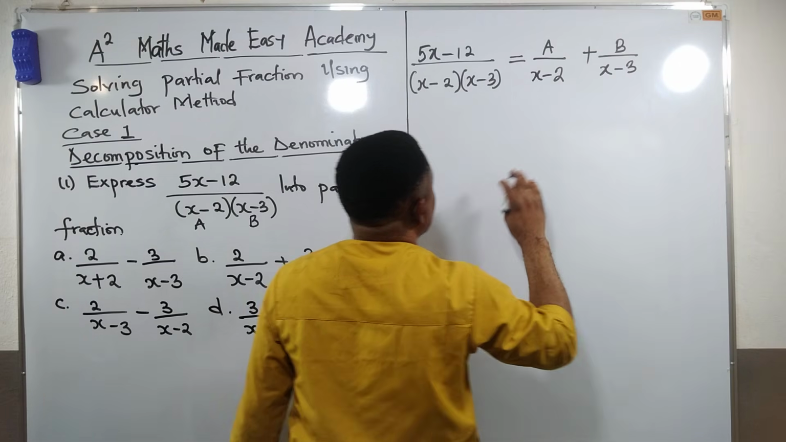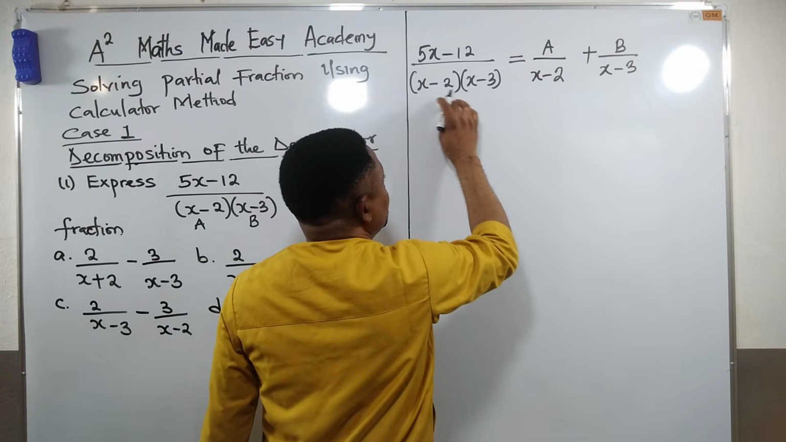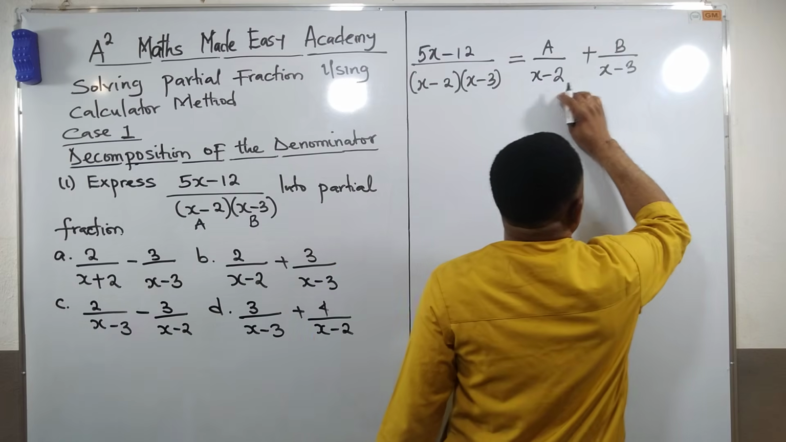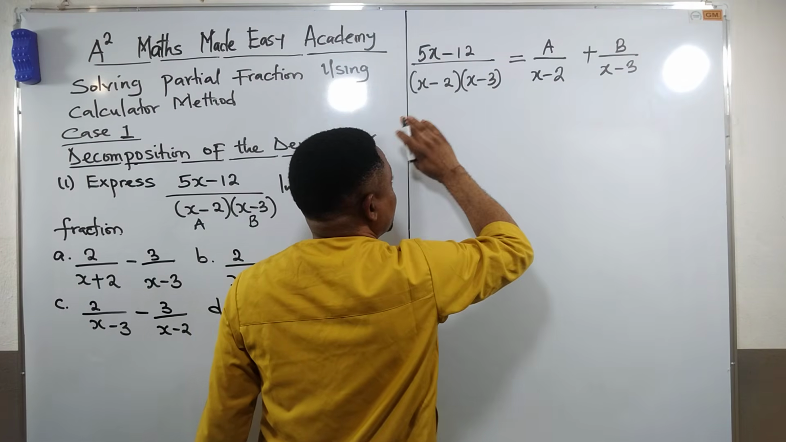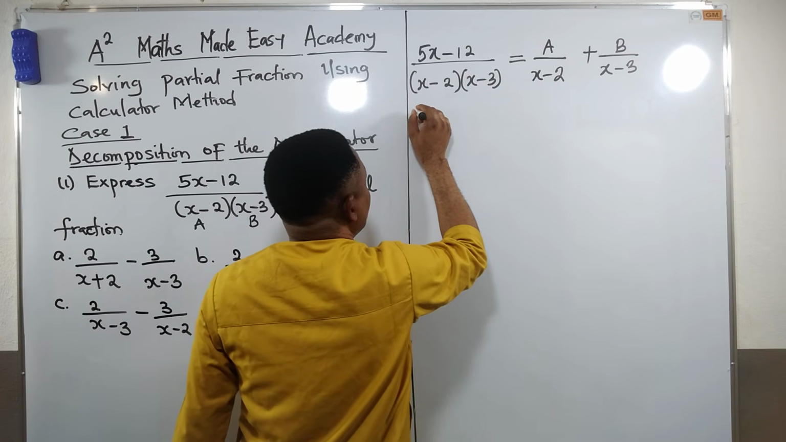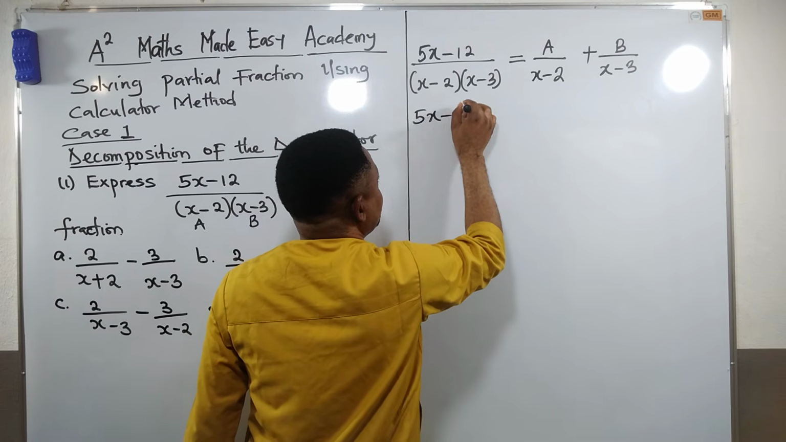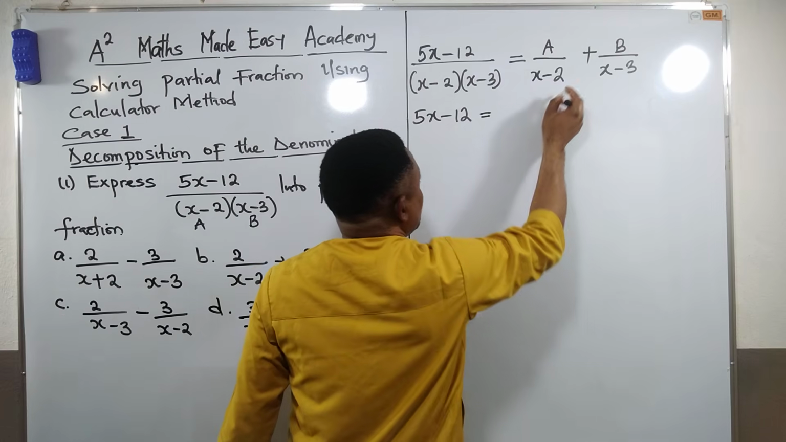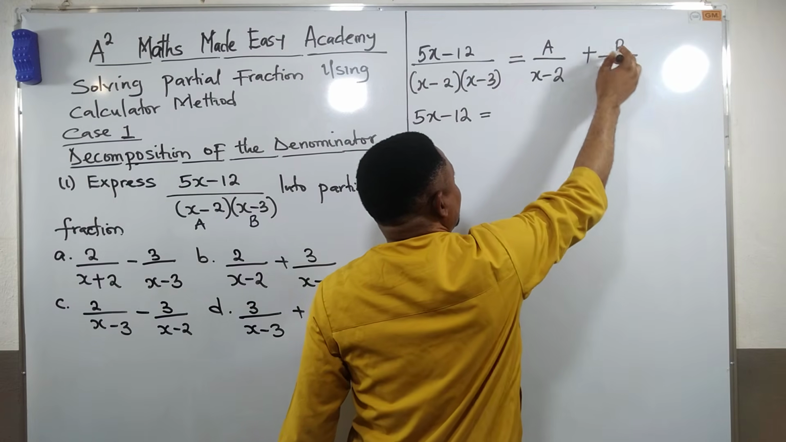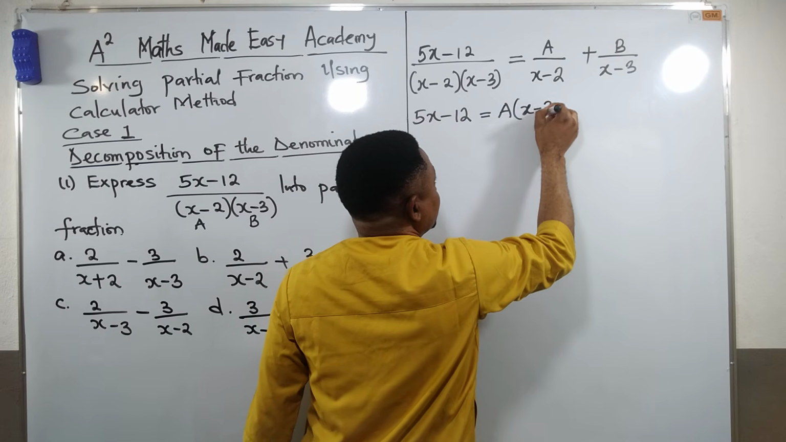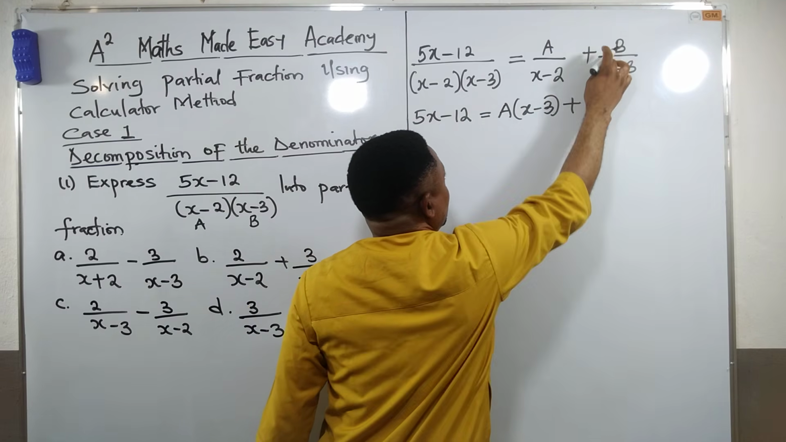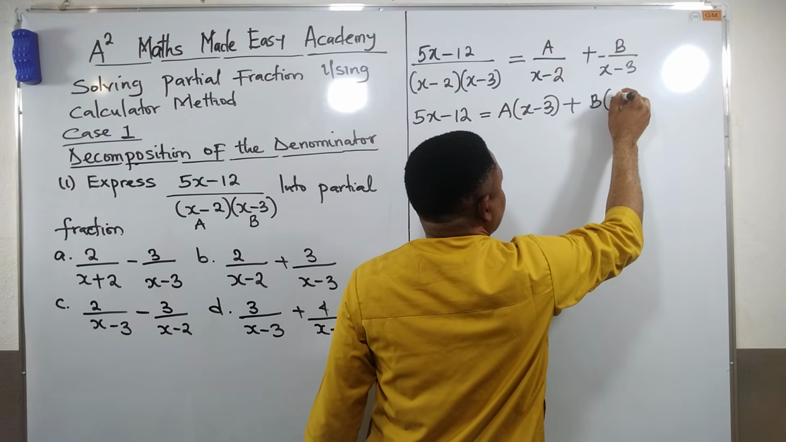Now all you are going to do is very simple. You multiply it by the LCM of the denominator. Once you multiply, just forget this. Don't stress yourself, just forget this. What remains is 5x minus 12. Are you with me? Then equal to, you cross multiply: A bracket x minus 3, plus B bracket x minus 2.